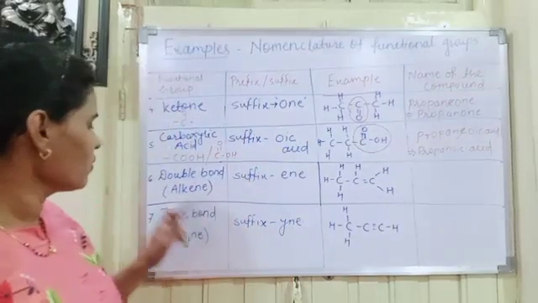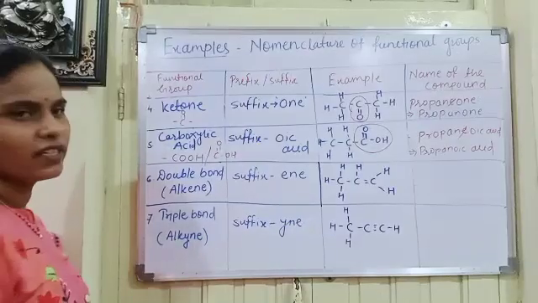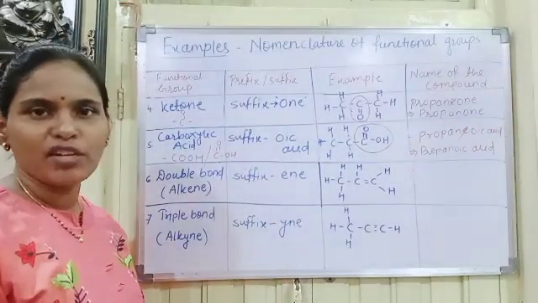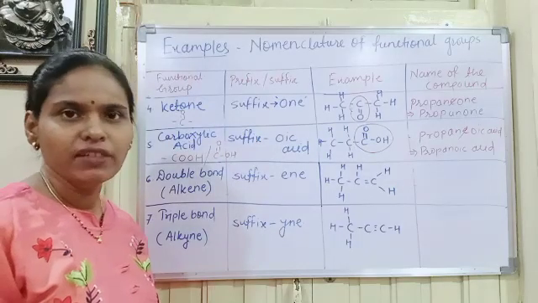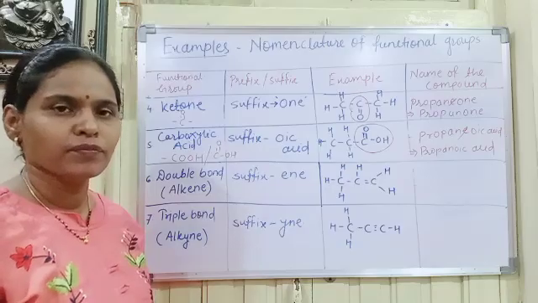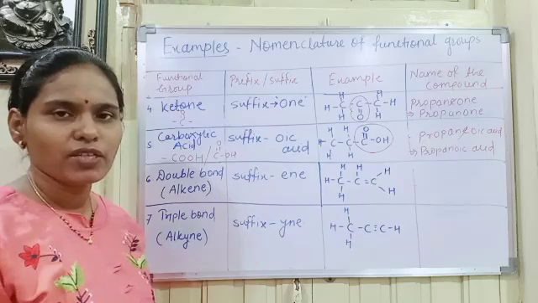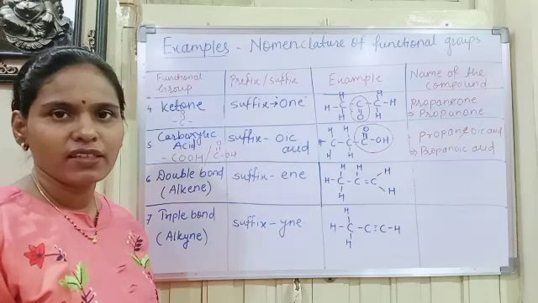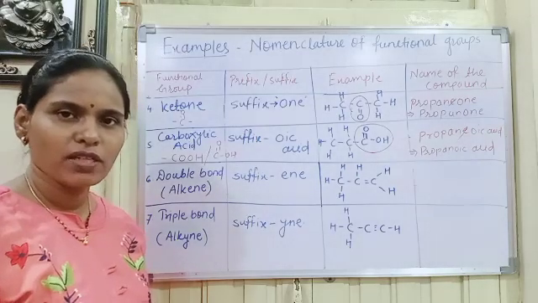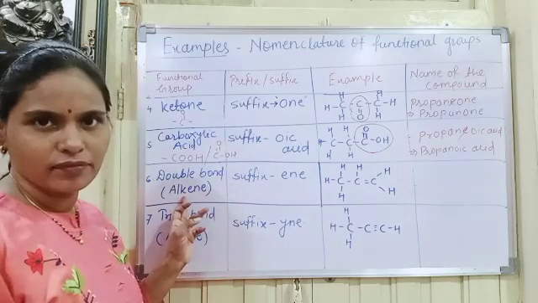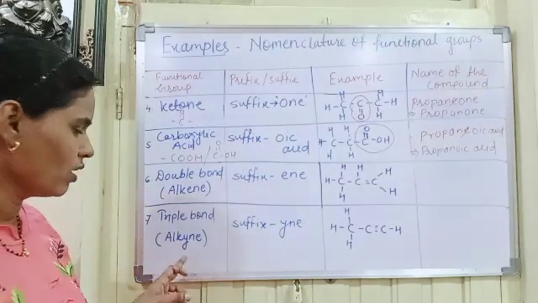Understood this? Now next one is double bond, triple bond. Let us take an example. We already studied the classification of hydrocarbons. Hydrocarbons are classified on the basis of the nature of bonding into saturated and unsaturated hydrocarbons. If single bonding is there in a compound, then it will become saturated. If double or triple bonds are there, then it will become unsaturated hydrocarbons. Unsaturated hydrocarbons containing double bonds are called alkenes, and unsaturated hydrocarbons containing triple bonds are called alkynes.